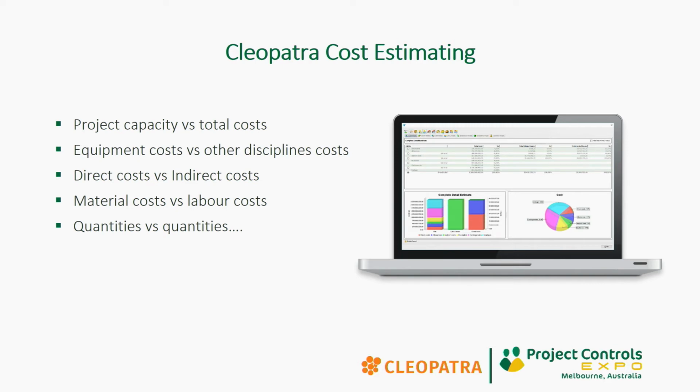Same goes for your direct costs versus your indirects, so obviously specific to scope versus your project management, supervision, facilities, and so on. If you only know something about the direct scope of your project, there are additional costs that you really need to take into account as well. Material cost versus labor cost is a classic example as well, and any type of quantities that you want to compare to each other. So indeed, steel versus concrete, mechanical versus piping, electrical versus instrumentation, and so on.